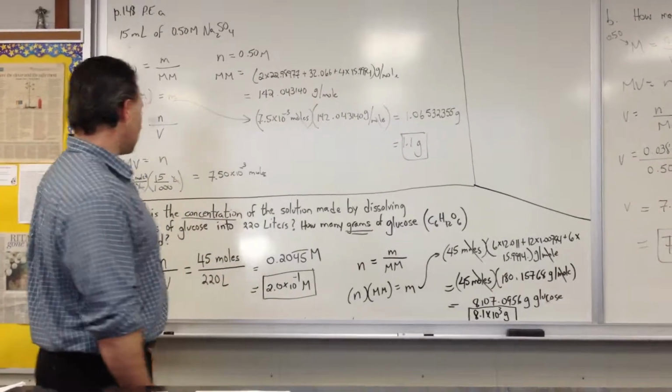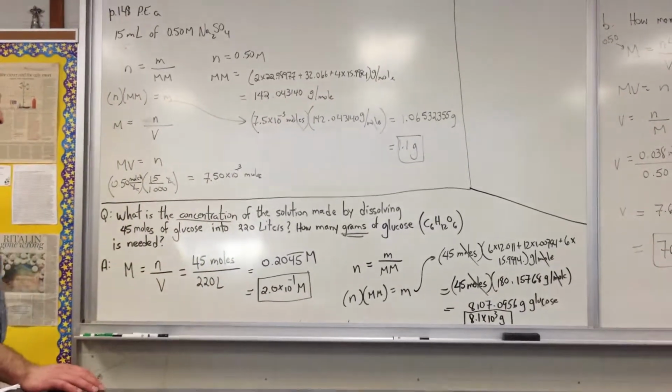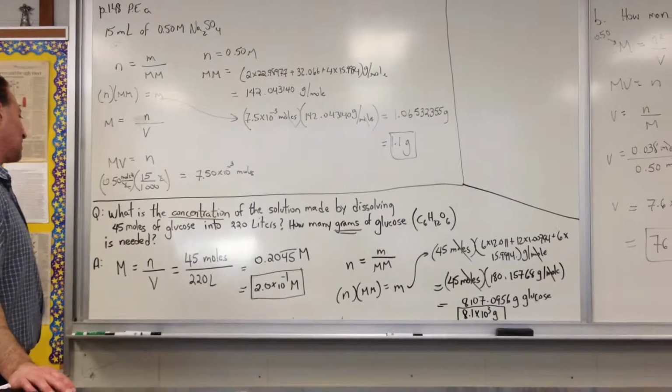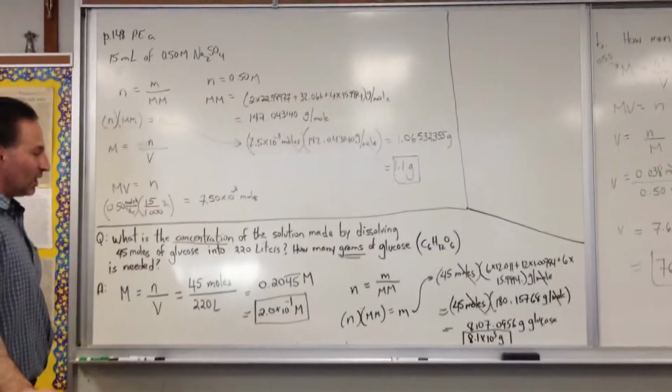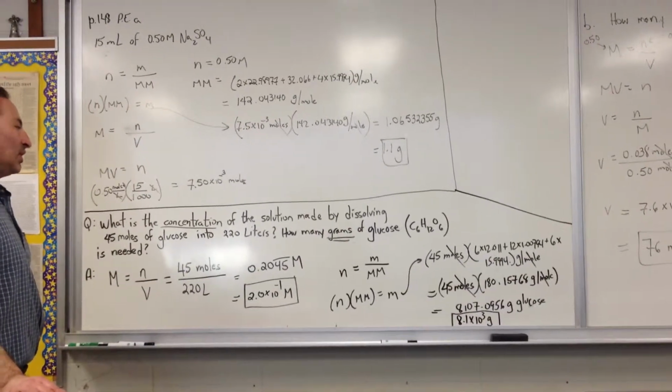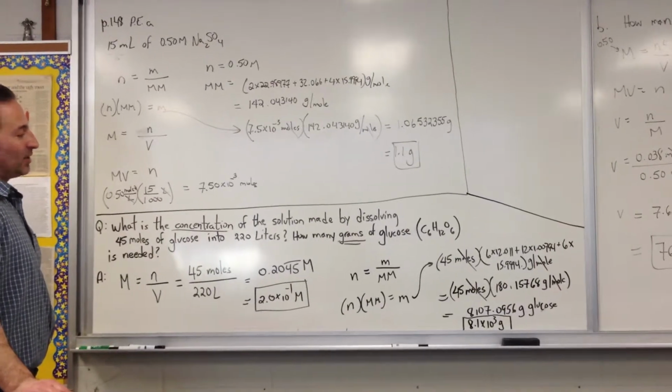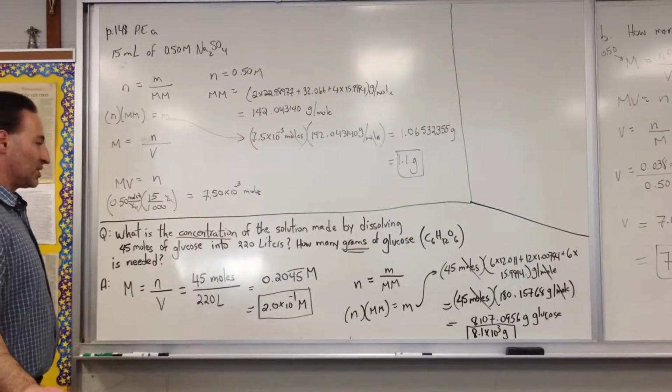In the next example, we're asked, what is the concentration of the solution made by dissolving 45 moles of glucose into 220 liters of water, presumably? How many grams of glucose is needed? So it's a two-step problem.